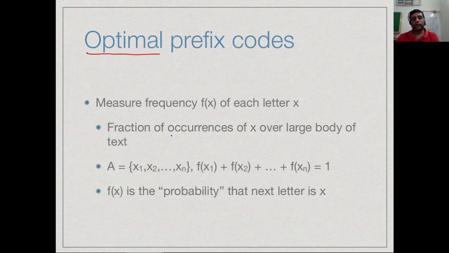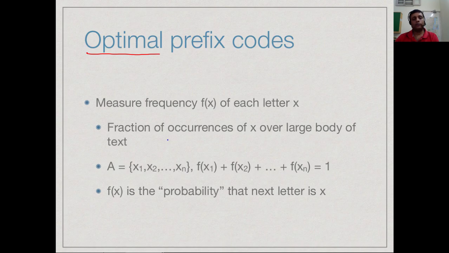So you take a large body of text in a particular language, right? And then you count the number of A's, B's, C's, D's, and E's, and then you just look up the fraction. Out of the total number of letters across all this text, how many are E's, how many are B's, how many are C's? So this is a kind of statistical estimate, right, of the average frequency of this.